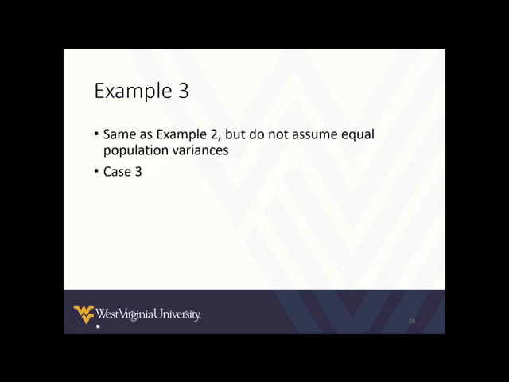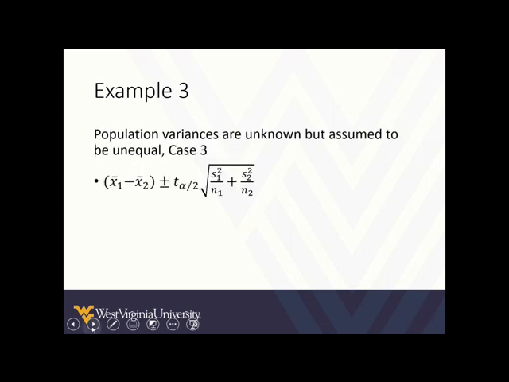Now we can examine our third case, our example 3. Now we're going to use the exact same values as example 2, but in this case we're not going to assume the population variances are equivalent, making this a case 3. And the reason I did want to do this is I wanted to show you the differences between assuming the population variances are equivalent and not.